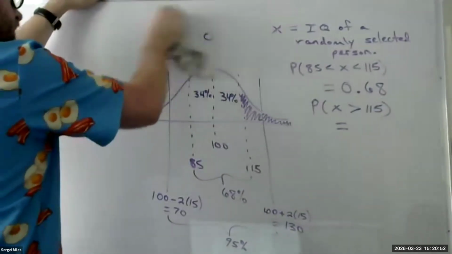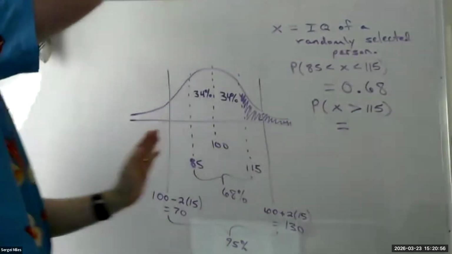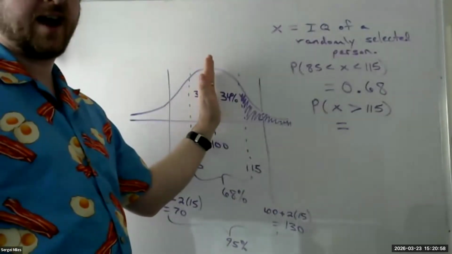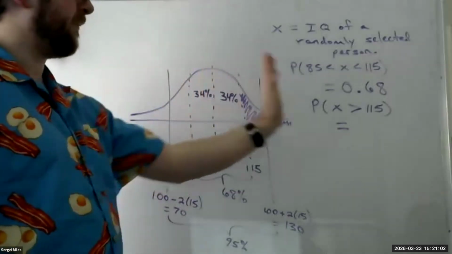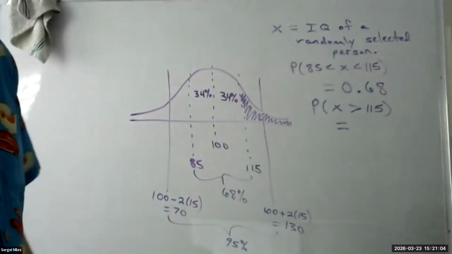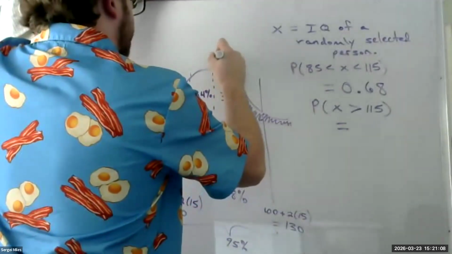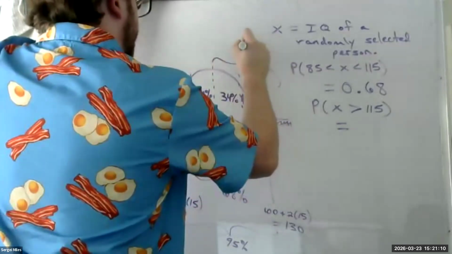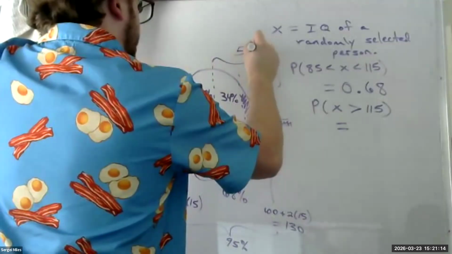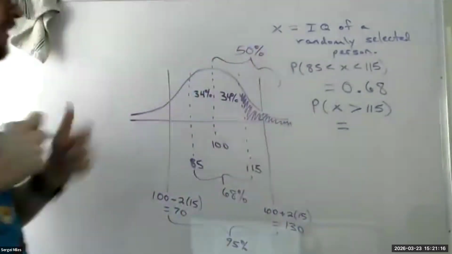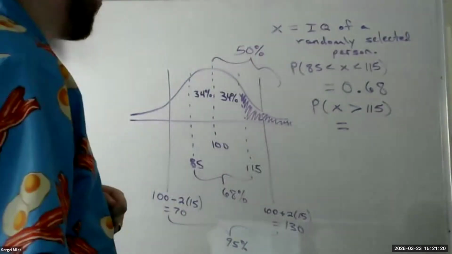Well, again, like we said in the last video, the average is supposed to split this entire graph in half. Half of the graph is to the left, half of the graph is to the right. Well, if that's true, then this entire right side is supposed to be 50%, right? The entire right side is 50%.